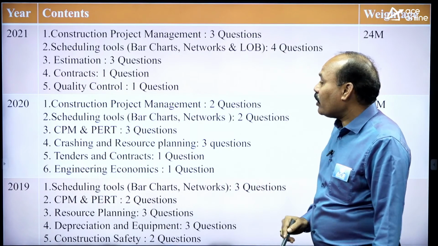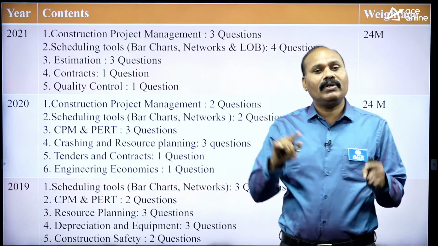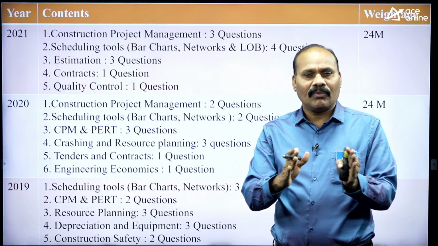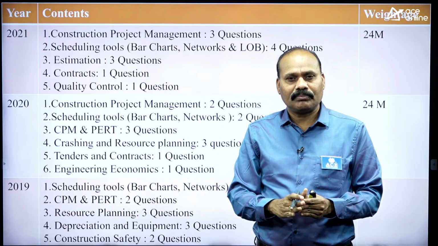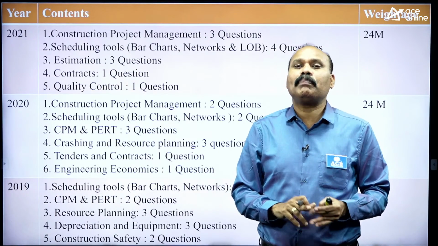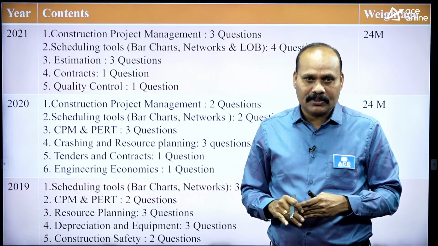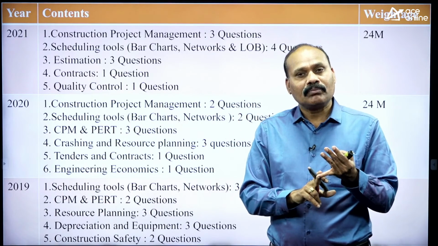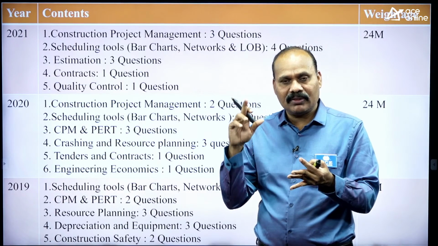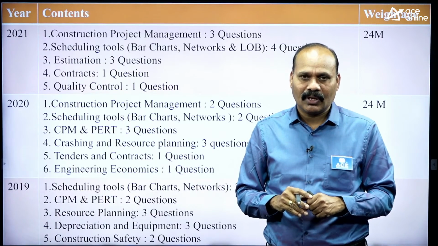Here, contracts, types of contracts. So we have different types of contract. It could be measurement based contract, lump sum contract, EPC, BOT, PPP. So we had 5 types. Number 1, lump sum type. Number 2, measurement based. Number 3, EPC. Number 4, BOT. Number 5, PPP.